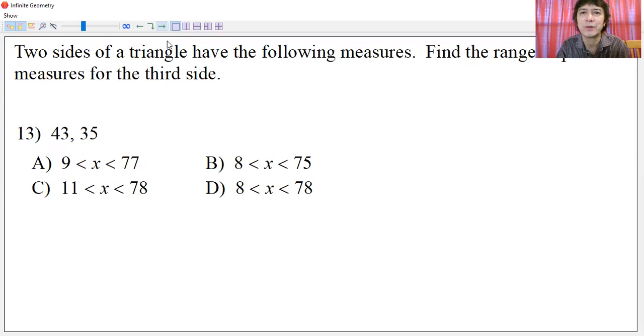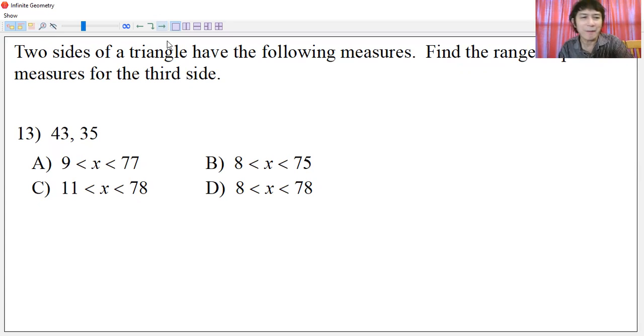Okay, here's number 13. I think my phone is ringing. Let me just see it for a while. Hello? Hello? Oh, looks like no one's there.